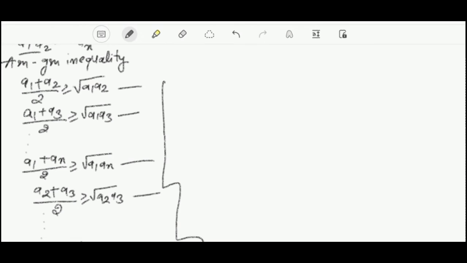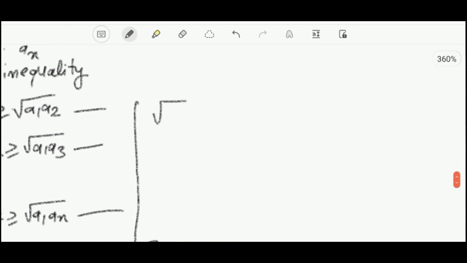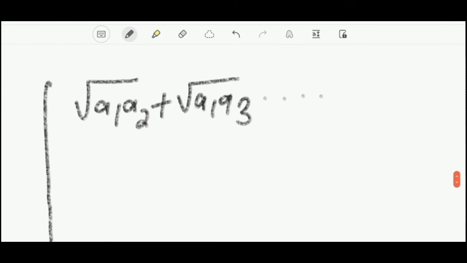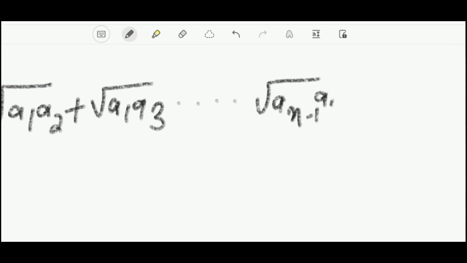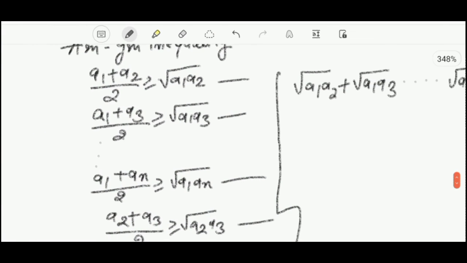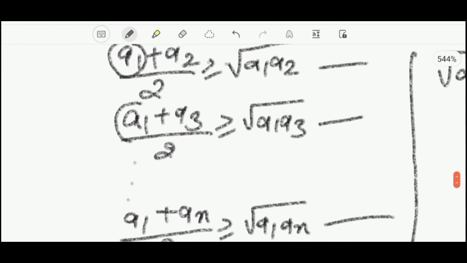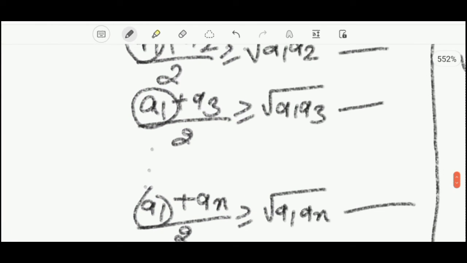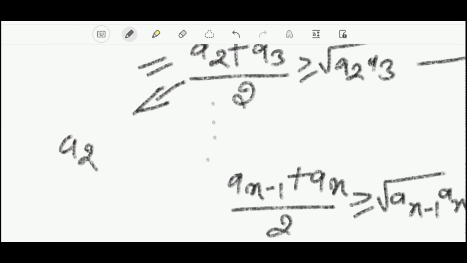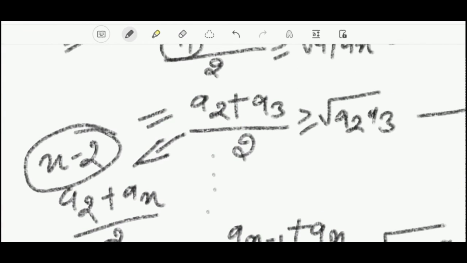On the right hand side of the inequality we can simply add all the square root terms, so we can rewrite it as square root of a1 a2 plus square root of a1 a3, and it goes up to square root of an minus 1 multiplied by an, which is smaller than or equal to the left side. Here in the left hand side, you see that a1 comes exactly n minus 1 many times. Here is our first a2, and from this inequality it will end up here as a2 plus an divided by 2, so we can say this is n minus 2 terms.